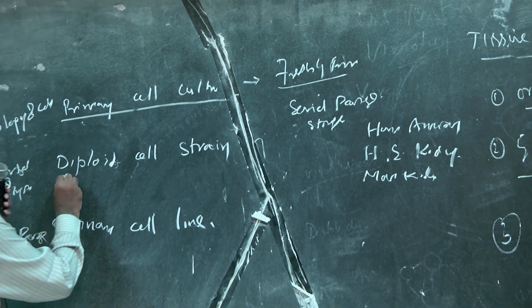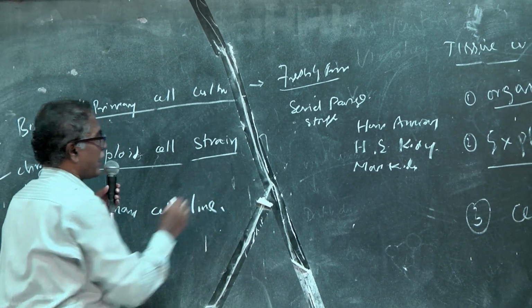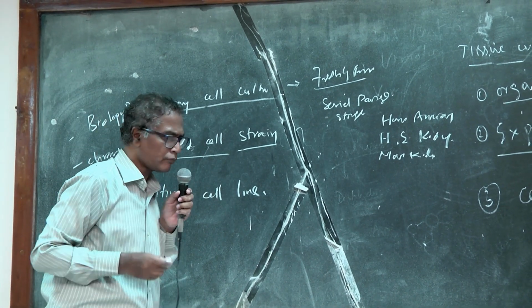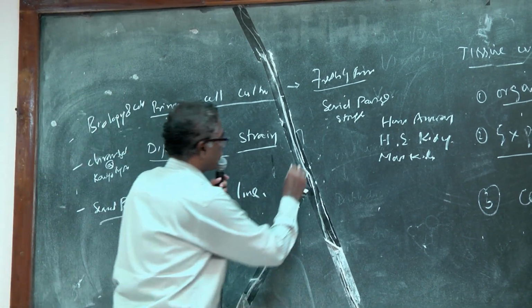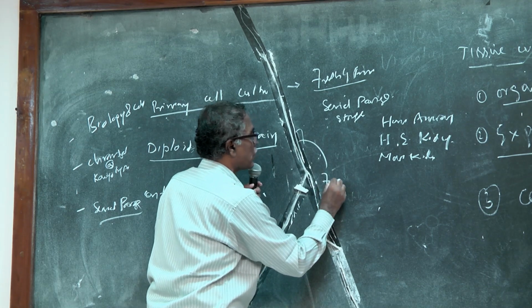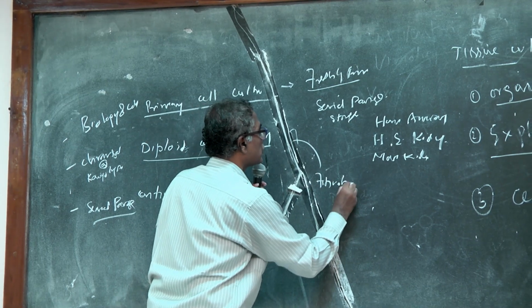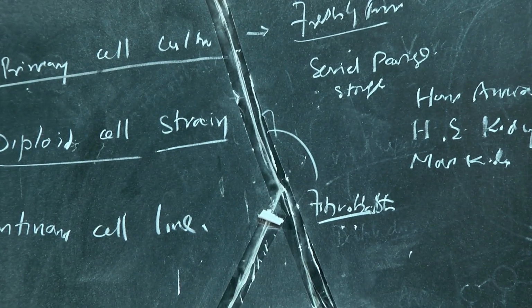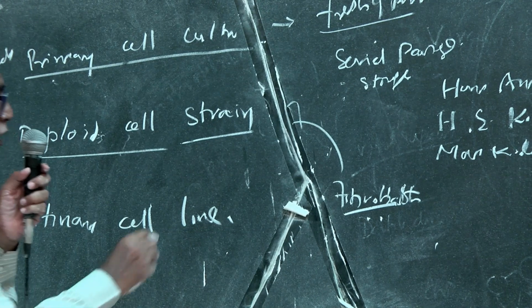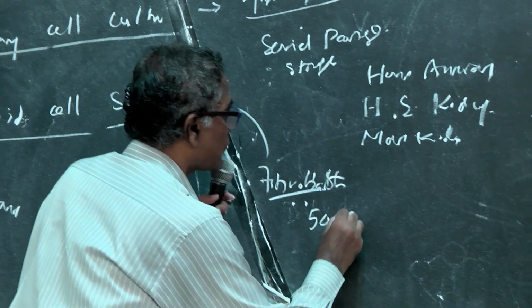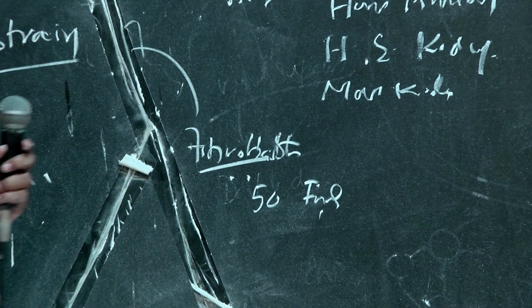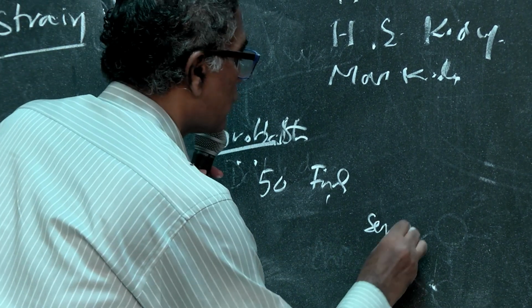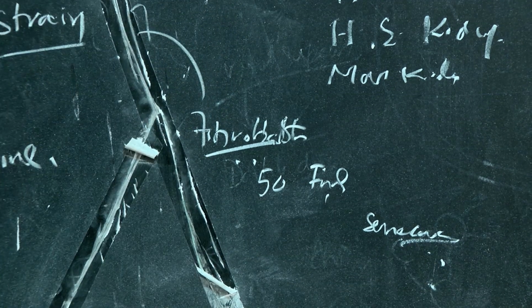Next comes the diploid cell strain. Here it is a strain. Here the samples are usually taken from the fibroblasts. The reason is that serial passage up to 50 times is allowed. After that, there is cell senescence, that is, dying of the cells.